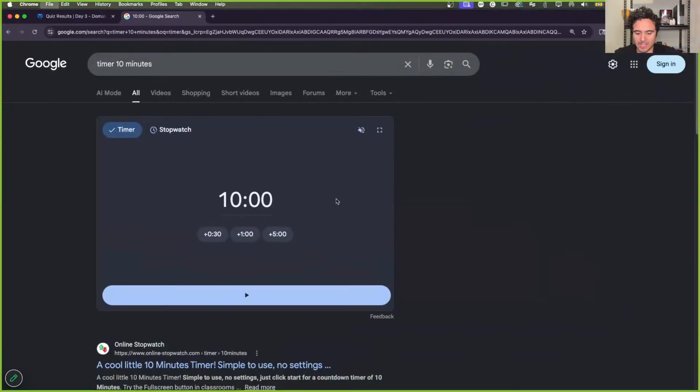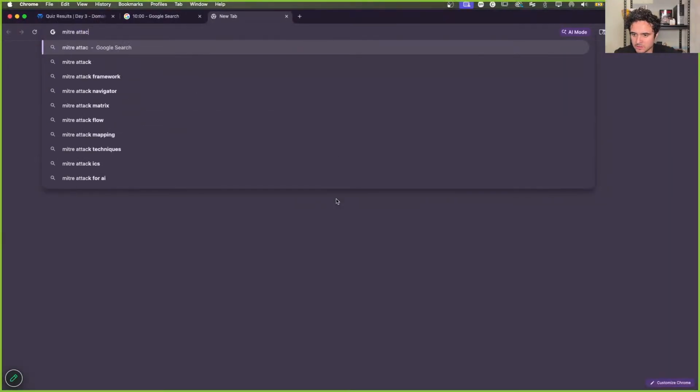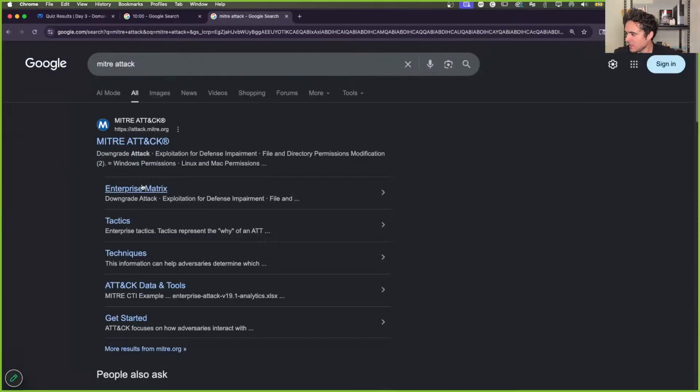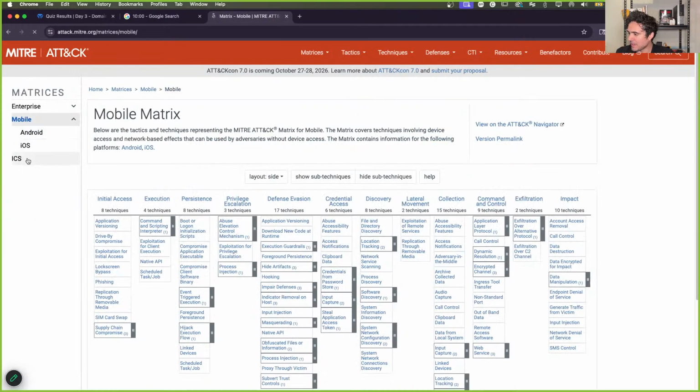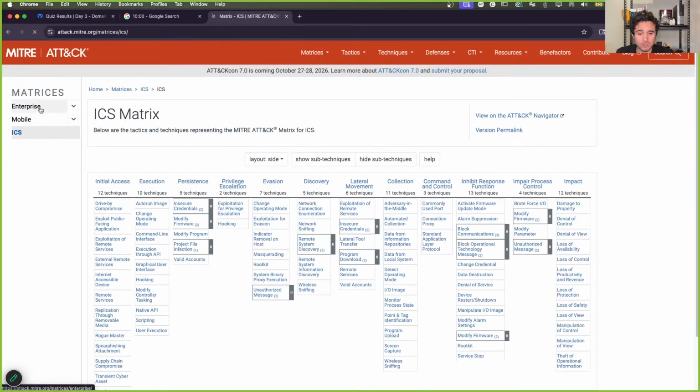We can actually just go online here. And yeah, that's fine. We can click here and look at the different matrices we have. You see we have enterprise, we have mobile, and we have ICS, which is industrial control system. So that's that OT environment.